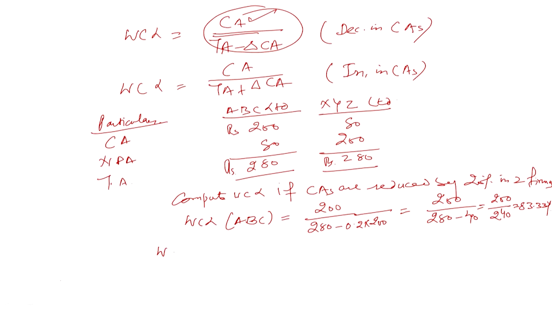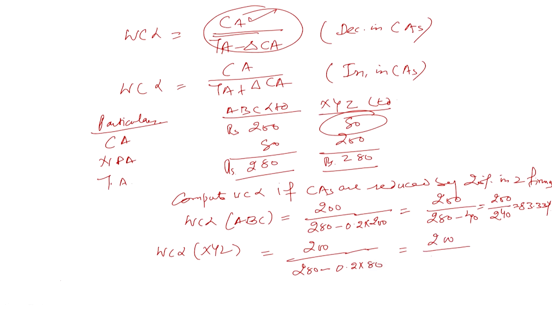Now we calculate the working capital leverage in case of XYZ Limited, and in this case we have again the same situation. Current assets are 200 and total assets are 280, and now the level of current assets in XYZ Limited is this much. So what we have to do is minus 0.2 into 80. So it will work out as 200 divided by 280 minus 16.